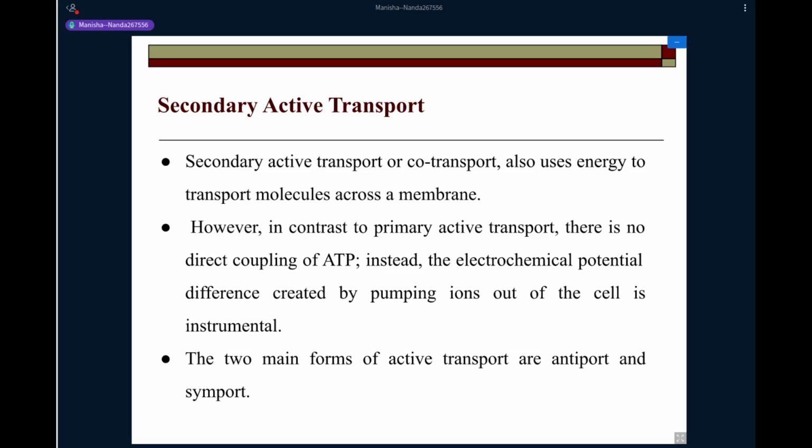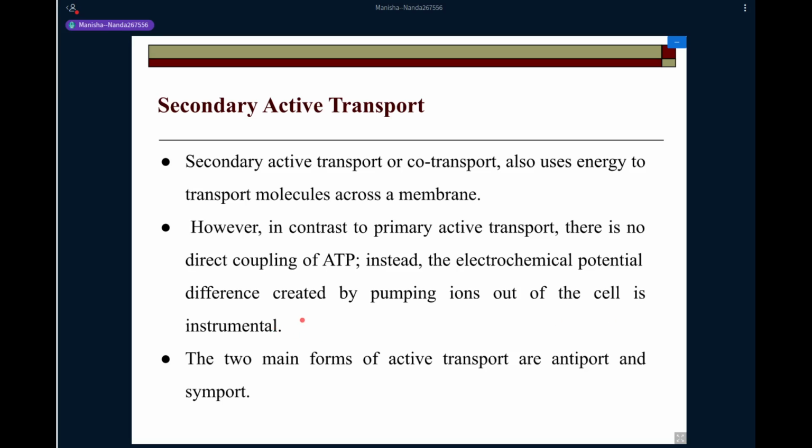Okay, let's move ahead. Now we'll talk of the second type of active transport, that is called secondary active transport. It is also known as co-transport, as it uses energy to transport molecules across a membrane. It comes under active transport. However, in contrast to the primary active transport, here there is no direct coupling of ATP. Instead, the electrochemical potential difference created by pumping ions out of the cell is used here.